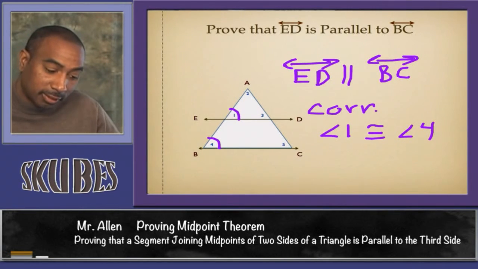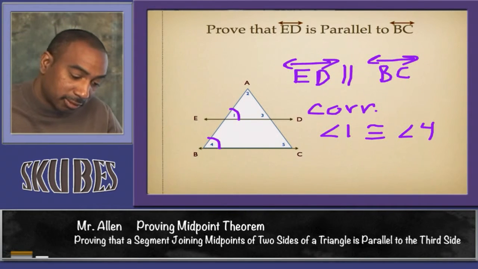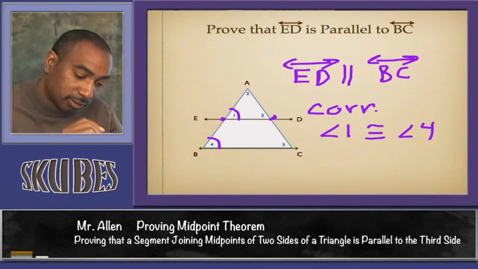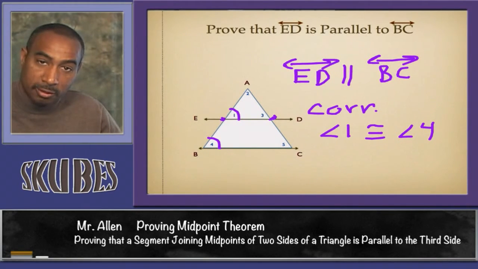So we have proven that ED, that's the segment that connects to the midpoints of the larger triangle, is parallel to the third side. And that's the conclusion of this lesson.